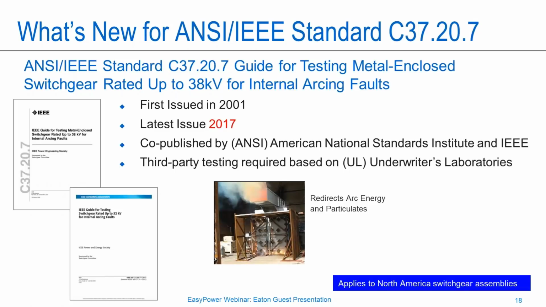I'll talk about one more standard here, before we jump into my specific case study: the ANSI IEEE C37.20.7, guide for testing metal enclosed switchgear rated up to 38 kV for internal arcing faults. Most of us are familiar with the original 2001 version of this. Arc resistant switchgear has been available in the North American markets for several years now, and most every manufacturer has an arc resistant design. I've shown here an image at the bottom of this slide of a specific lineup. This is a piece of 15 kV metal clad switchgear that's actually undergoing an arc test.